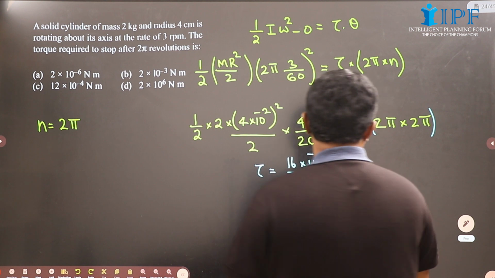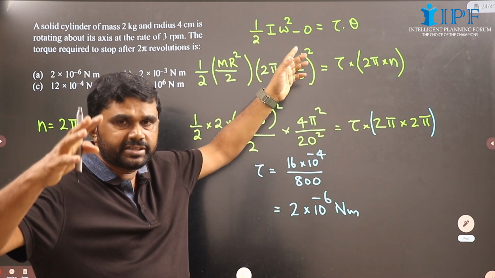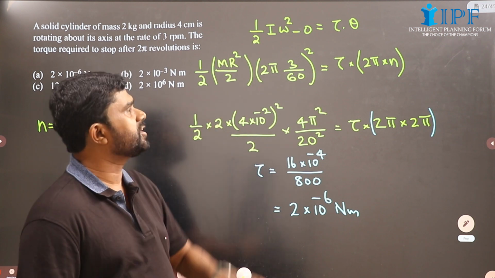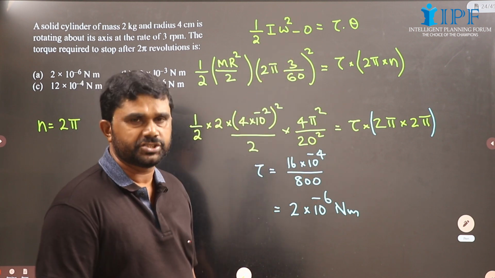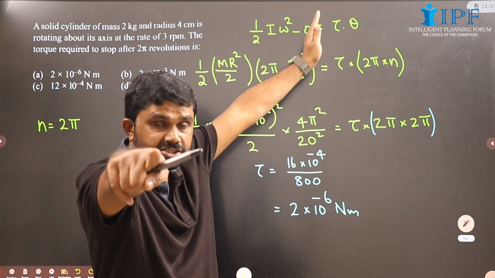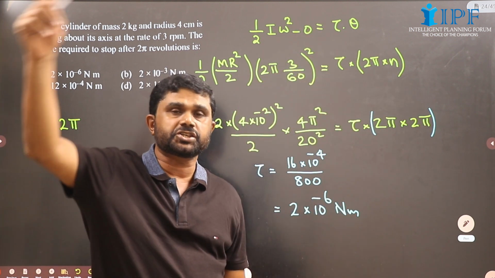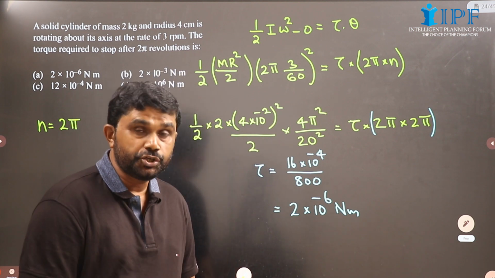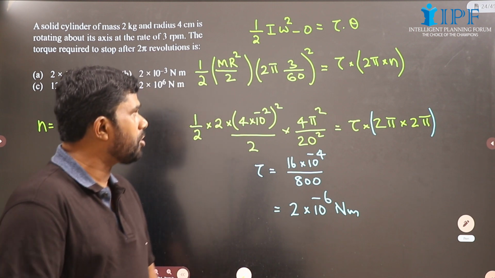Suppose finally the angular velocity is omega, and the final kinetic energy will be half I omega square. Initially it is at rest, so the initial kinetic energy is 0. Final kinetic energy minus initial kinetic energy is the change in kinetic energy, and it is equal to work done. In rotational mechanics, work done equals torque into angular displacement. We have to find out the torque.